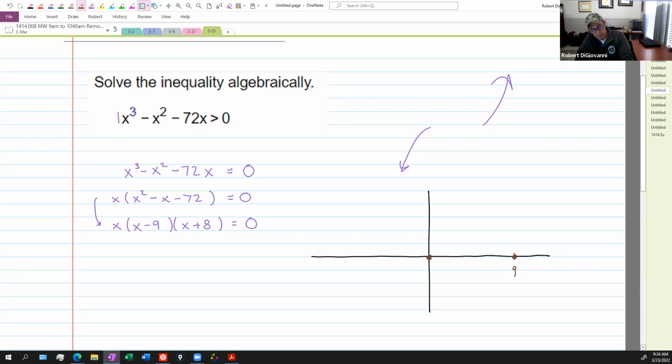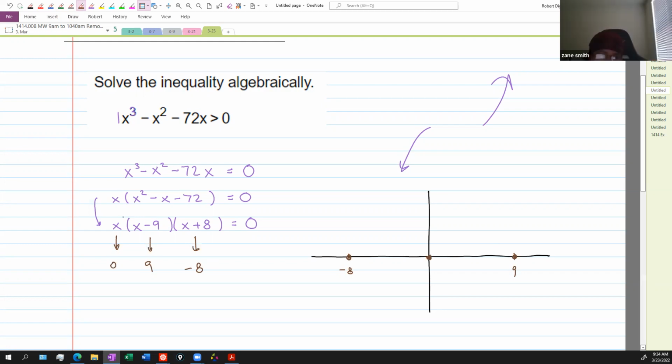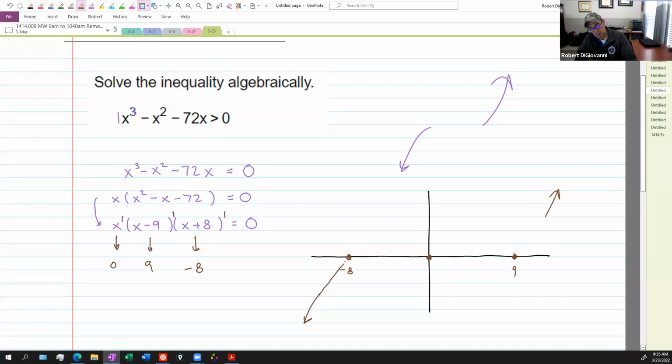0. Okay, so just visually looking at that, I know that when I set these equal to 0, I'm going to get 0, 9, negative 8. And then am I crossing or bouncing at these? Cross on all of them, right? Because I have positive 1 powers on all of those. And I also know the left side goes down, the right side goes up. So it's going to cross through, cross through, cross through.